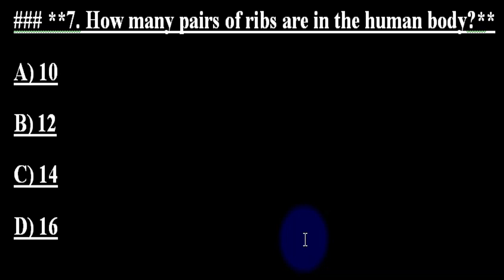The next question is, how many pairs of ribs are in the human body? We have A, 10 pairs, B, 12 pairs, C, 14 pairs, and D, 16 pairs. The human body actually has 12 pairs of ribs. So the correct answer is B.